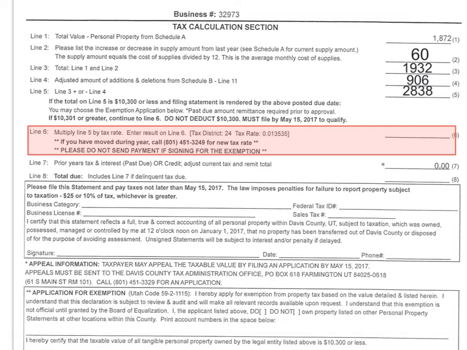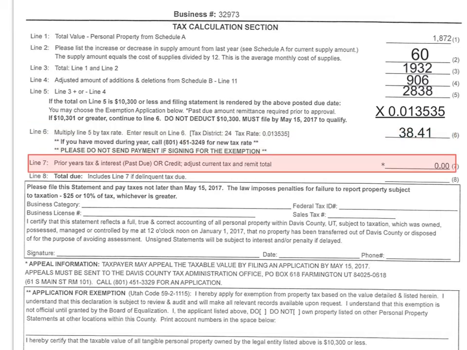If you have moved since the printing of your filing statement, please contact our office so that we can verify your tax district and get you the correct mill levy rate. As you can see, multiplying $2,838 by the mill levy rate of 0.013535 equals a tax due of $38.41. Again, in this example, the total taxable value is below $10,300. If you qualify and sign to take the exemption, please do not send any money.